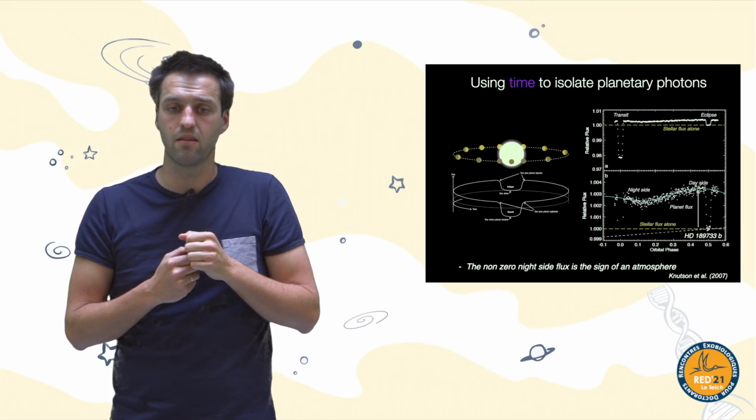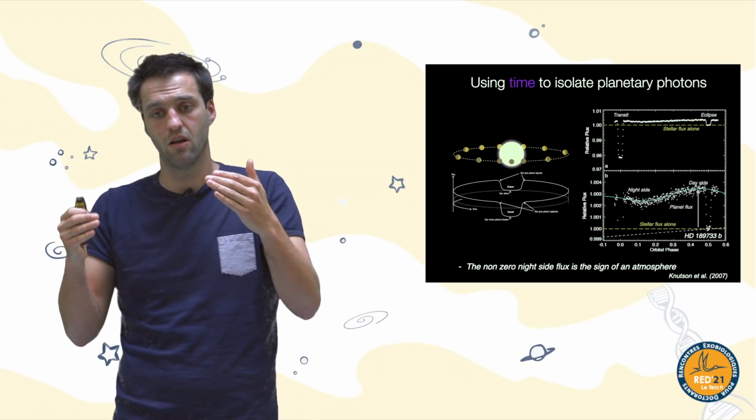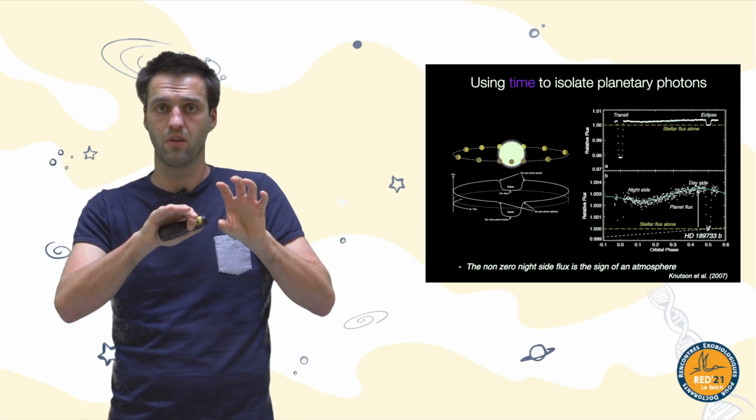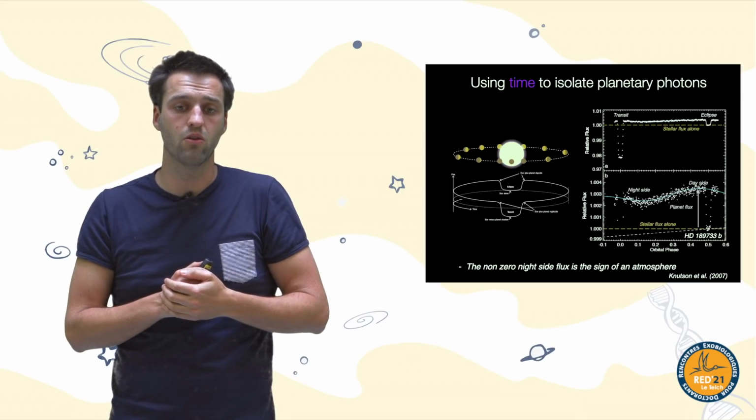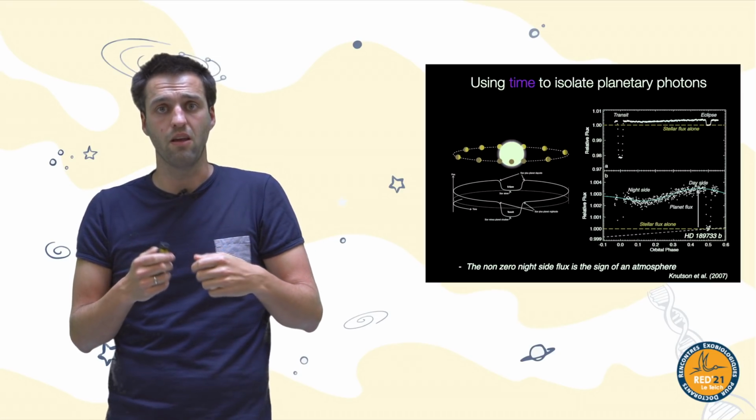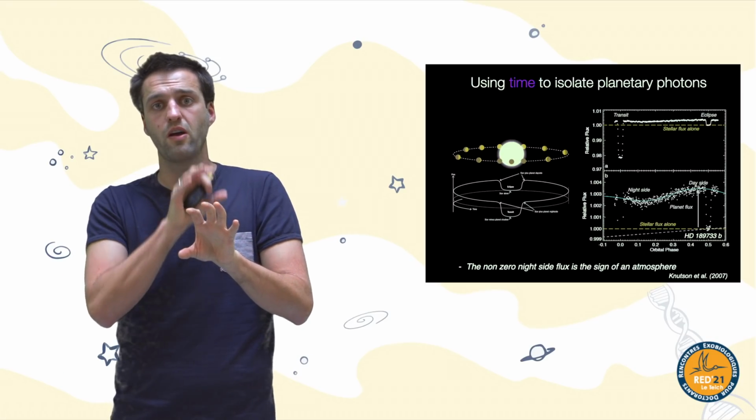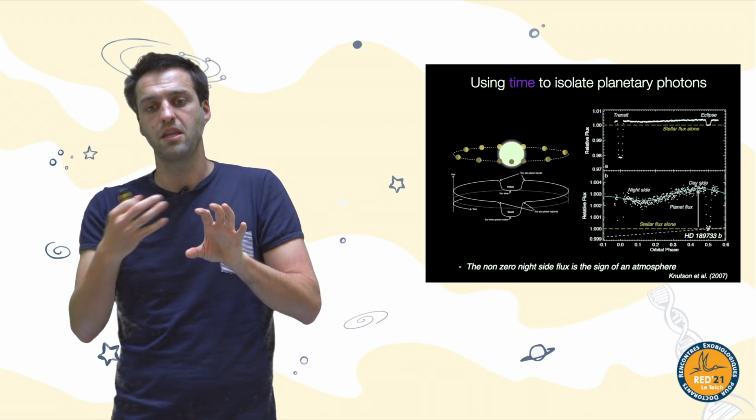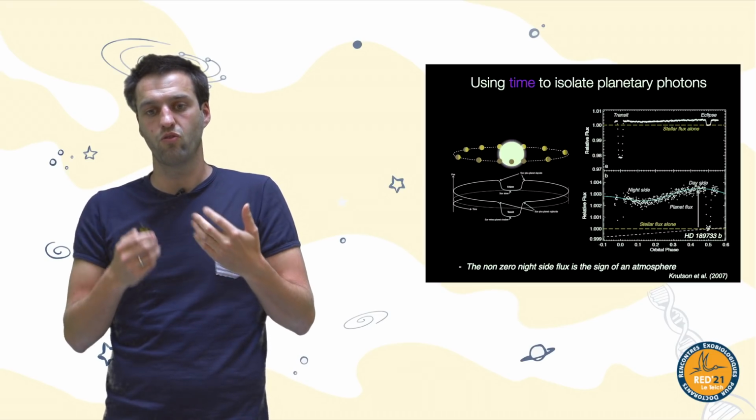What is interesting here is that we can notice that the night side flux is non-zero, meaning that the flux when the planet is really near transit is not exactly the same as the flux of the star alone. And that is really important because if we had the planet without an atmosphere, the night side of this planet should be very, very cold. And we should not see any light emitted from this surface. So it means that there is an atmosphere on this planet.